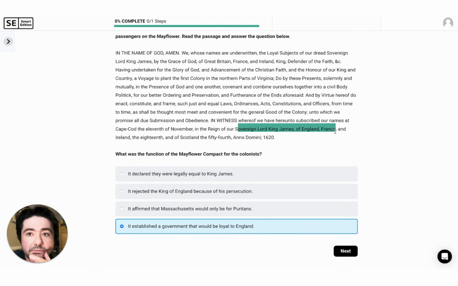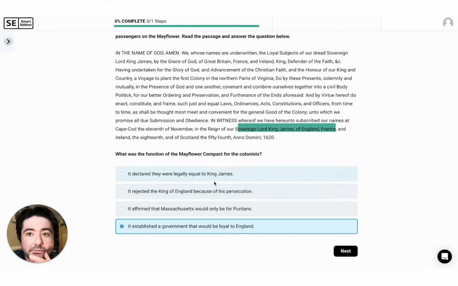When someone is your sovereign, they are your ruler. And in England then, and England today, the king or queen is the defender of the faith. Even though it's mostly a ceremonial role now, they are the head of the Anglican Church. They have roles in government, although limited. But back then, 400 plus years ago, if you were a subject under the British Crown, you were going to create a colony that's going to be loyal to your king.